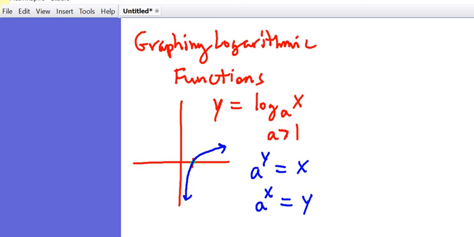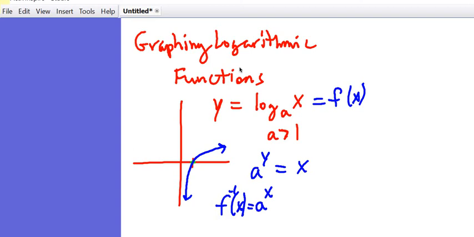The exponential function, a to the x equals y, is the inverse of log base a of x. I can write it like this: f to the negative 1 of x equals a to the x. Let me say that instead. If this was initially f of x, then f inverse of x is a to the x, instead of log base a of x.